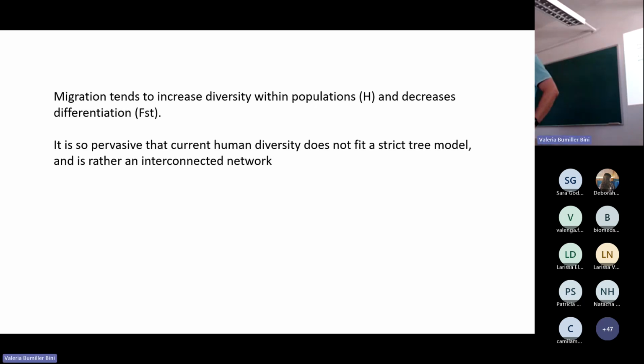Because migration is so pervasive now and for centuries and for millennia, a tree is not a tree in which you have bifurcating branches that isolate from one another. That's not a particularly good representation of how human diversity works. We need, and we will say tomorrow, that there are statistical ways of connecting branches of that tree in a way that better represents how human genetic diversity was created.